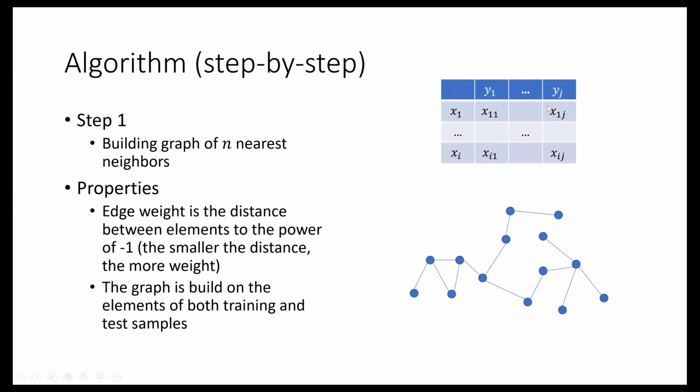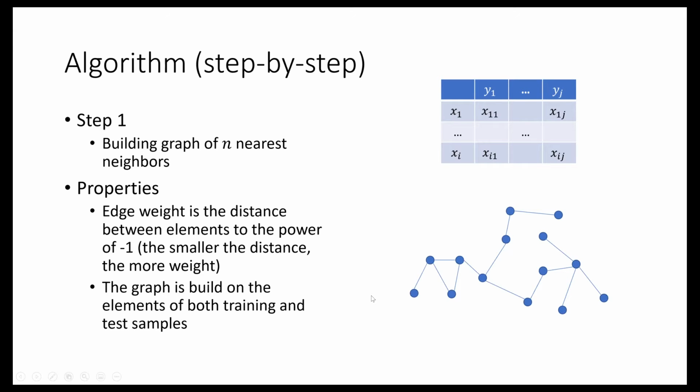Sorry, with some number of features per each sample. And we built the graph of n nearest neighbors from the elements of train and test sets. And yes, the graph is built both on elements of train and test set. So all elements are located inside the one graph.